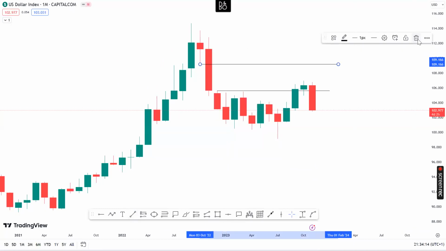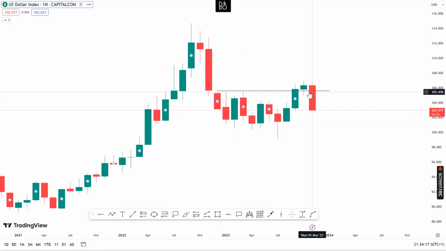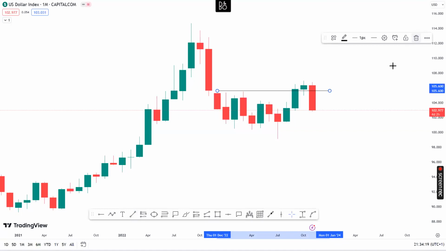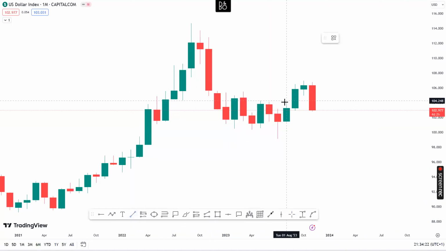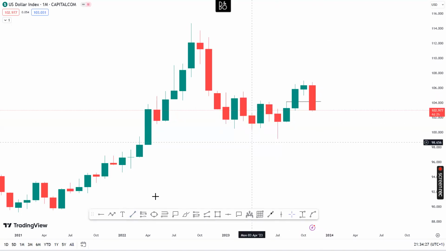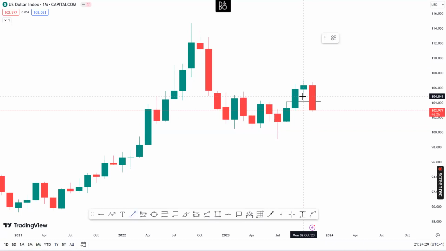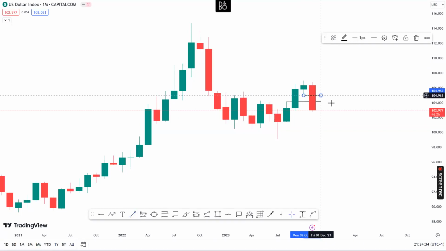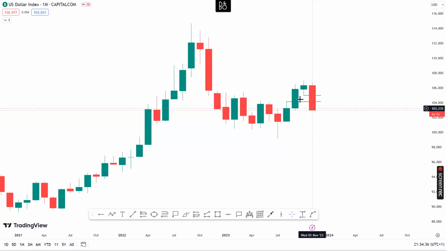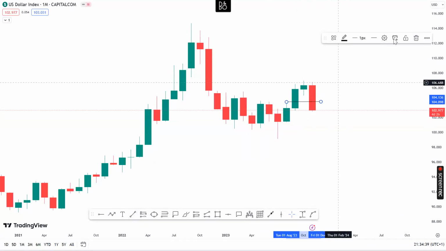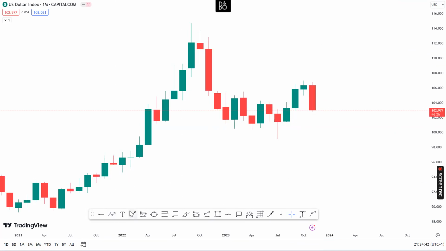And previously, I was thinking that this gap here is going to hold price, but unfortunately, that didn't happen. Well, I changed my bias because of that.